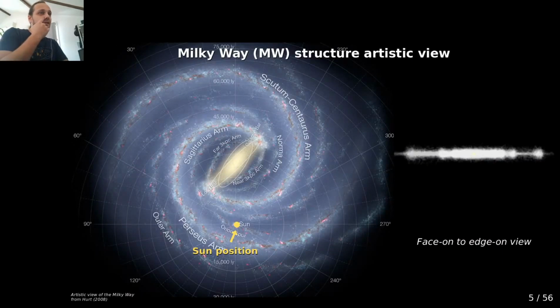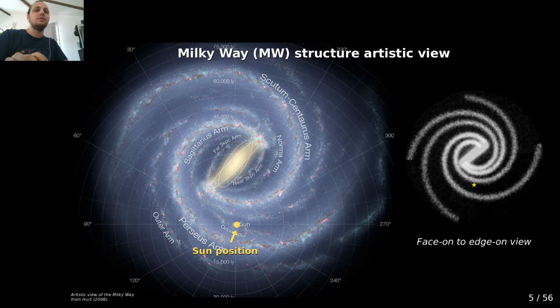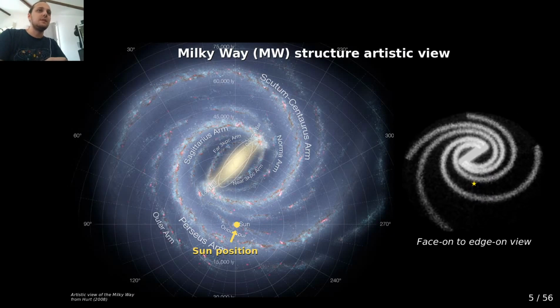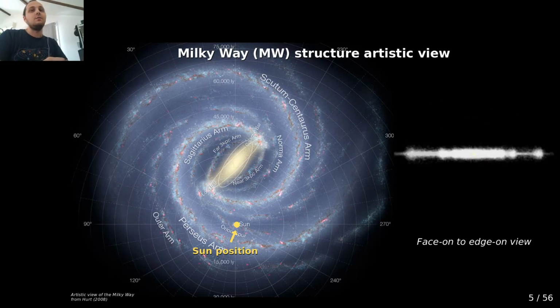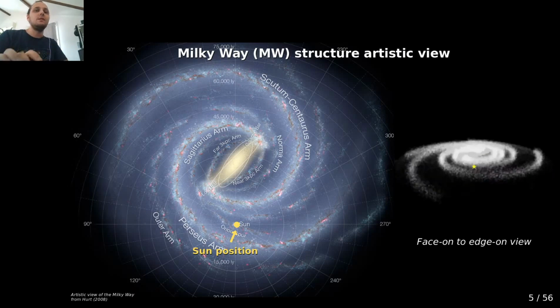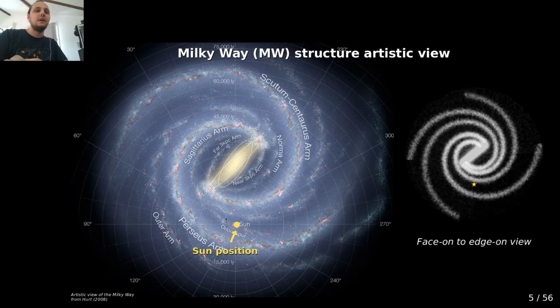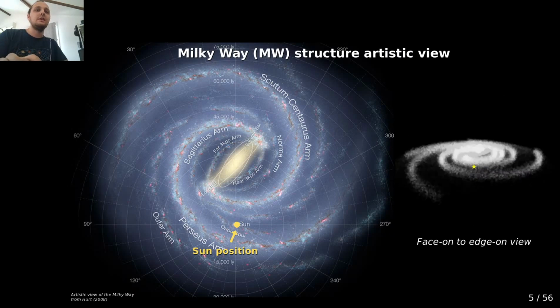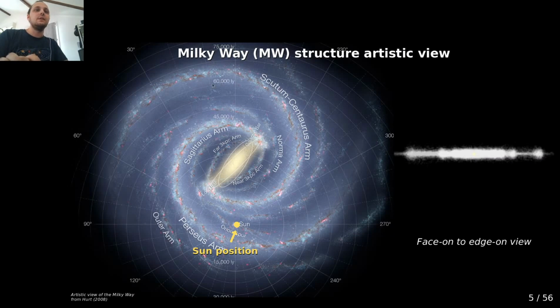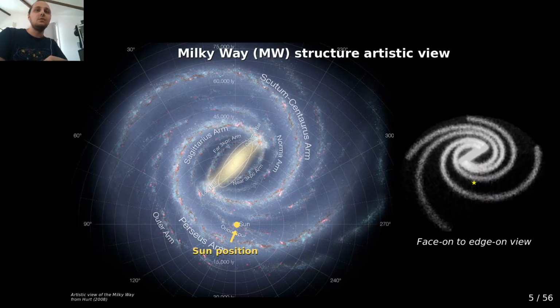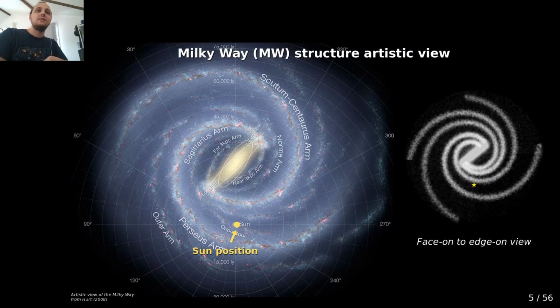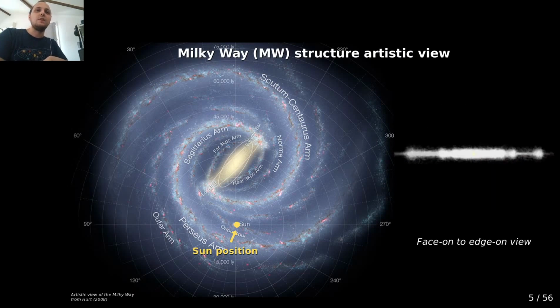So the question is, what is the structure of our own galaxy, the Milky Way? You may have encountered this artistic view of the Milky Way, which represents what could be a face-on view of the Milky Way. The sun is at the bottom here and the galactic center is here, and we have very well-defined spiral arms. This is an artistic view, so it's not something that is strongly constrained by observation.